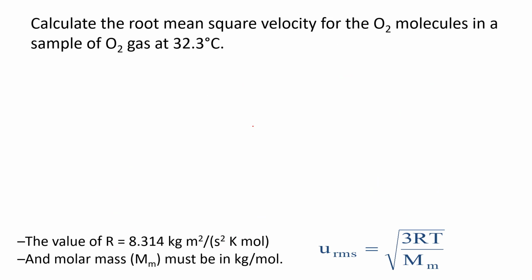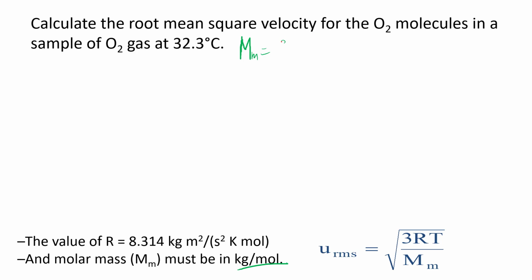If we're asked to calculate the root mean square velocity for the oxygen molecules in a sample of gas at 32.3 degrees Celsius, we can. So let's try this. What is, first off, my molar mass? Big M, little m. It needs to be in kilograms per mole.